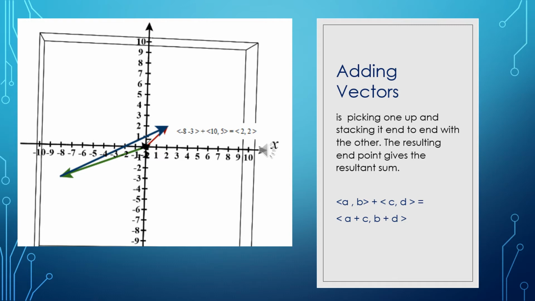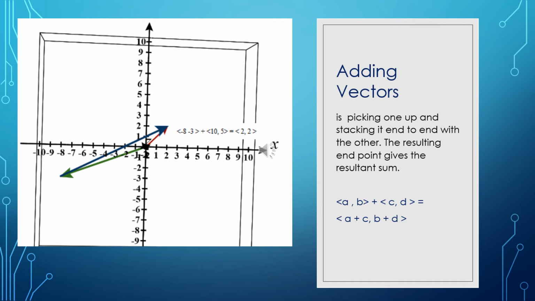So I'm stacking 10, 5 at the end point, the terminal point of -8, -3. Notice when I do that and I don't change the direction of either vector, I land at the point 2, 2. So adding those two vectors together is equivalent to starting at the origin and going to the point 2, 2. Notice if I take -8, the x of the one vector, and I add it to 10, the x of the other vector, I get +2. If I take -3, the y of the one vector, and I add it to 5, the y of the other vector, I also get 2.